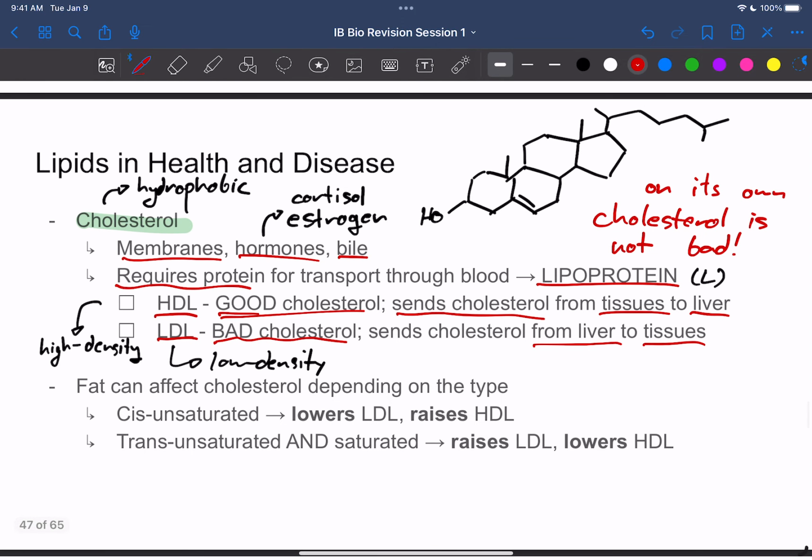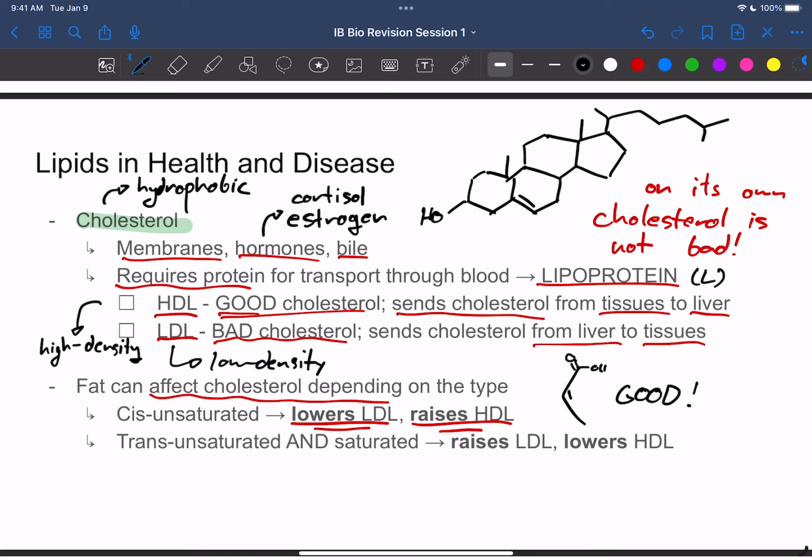Now, the type of fat you consume in your diet will affect the cholesterol lipoproteins. So if you have cis-unsaturated fats, well, what are these again? These are the ones with the bends because of that double bond. And these are super good because they lower your low density lipoprotein and raise your high density lipoprotein, which means you have less cholesterol leaving your liver to offload to your other cells, and you have more of it being sent back to your liver. And this is good because then all your cells are kind of working in harmony.